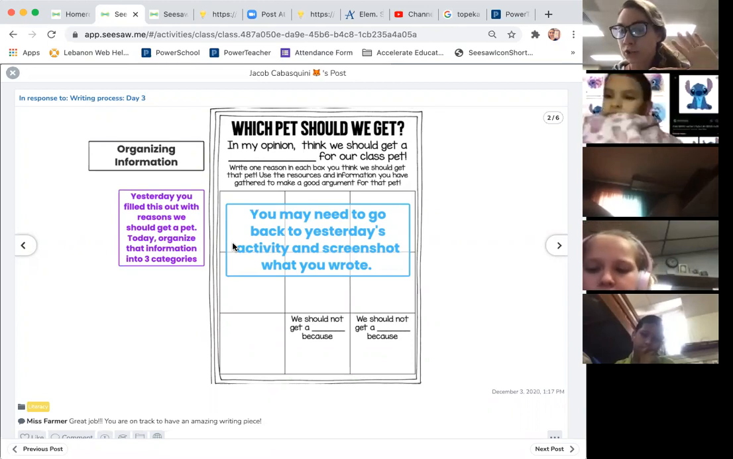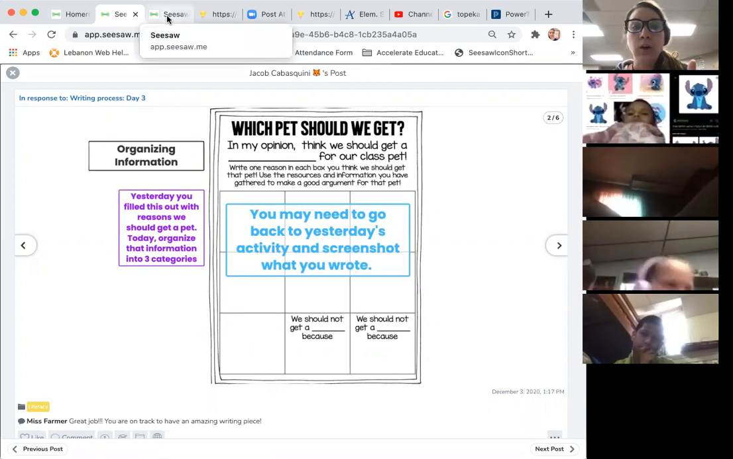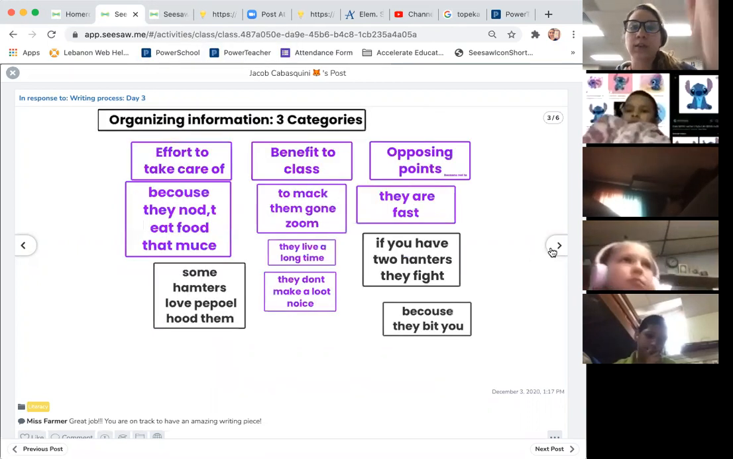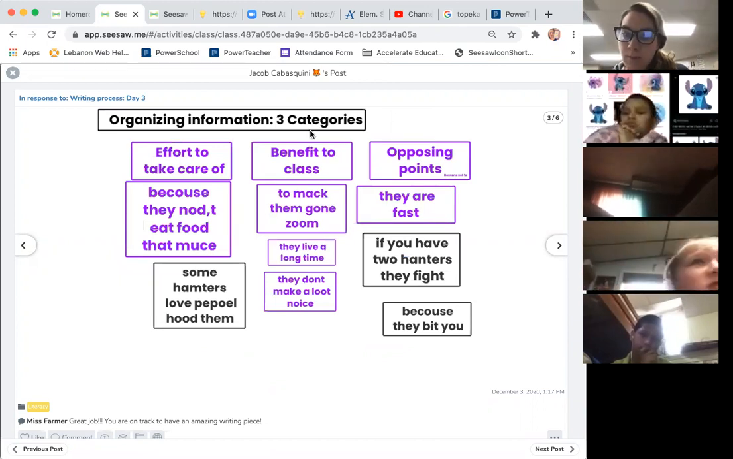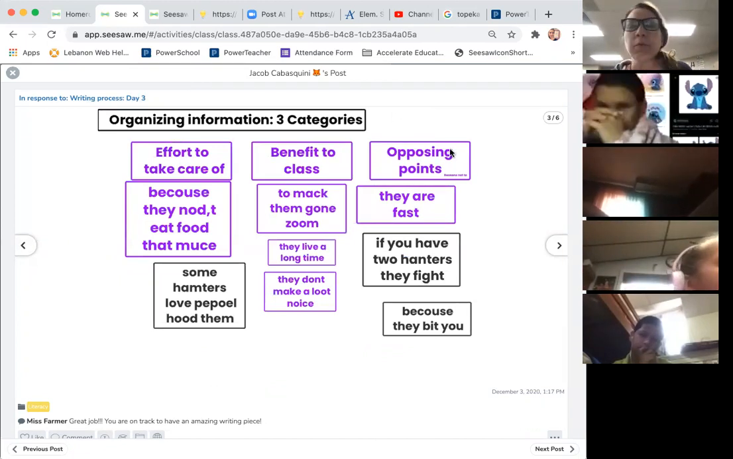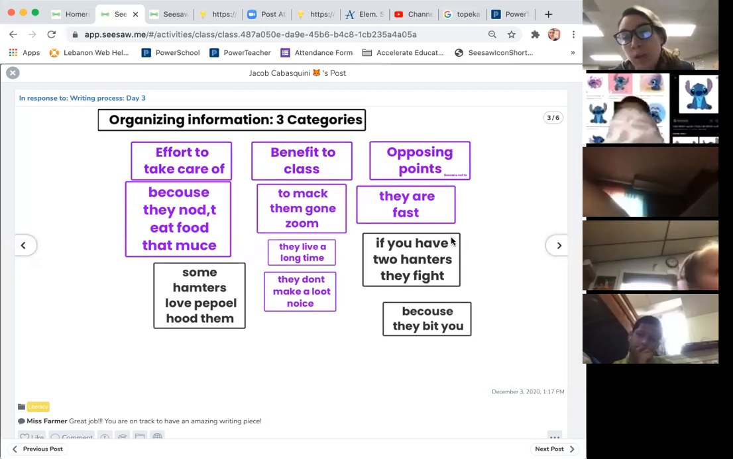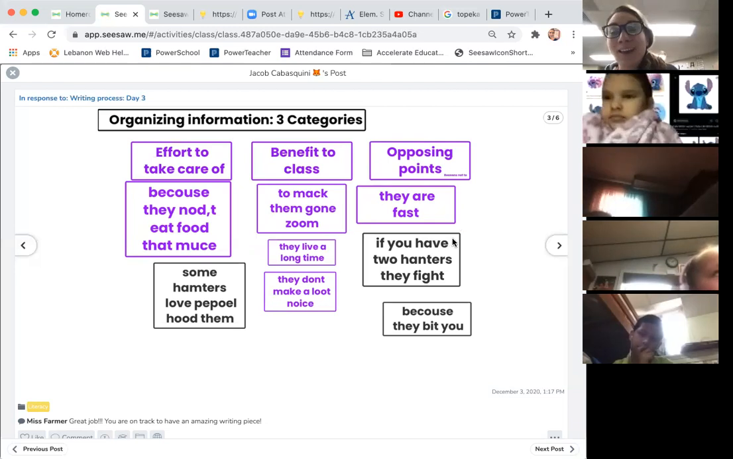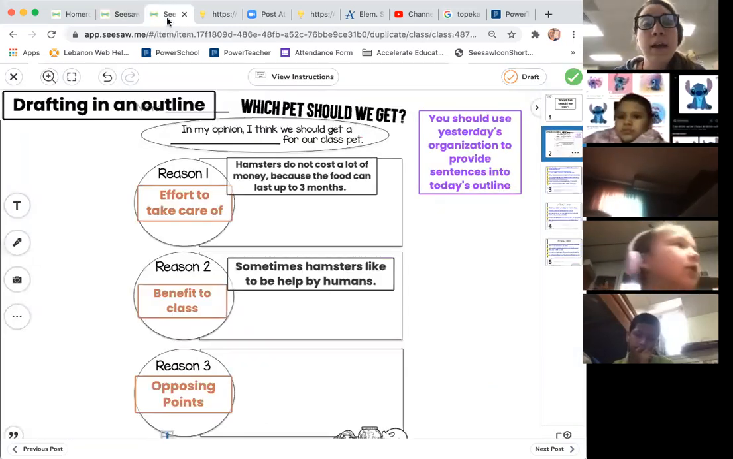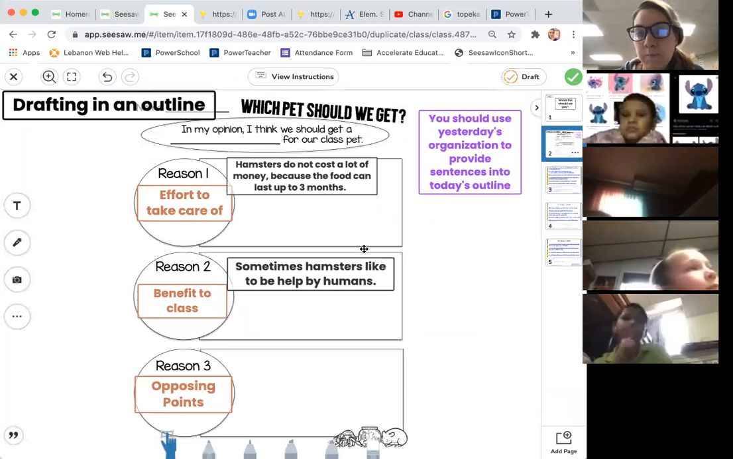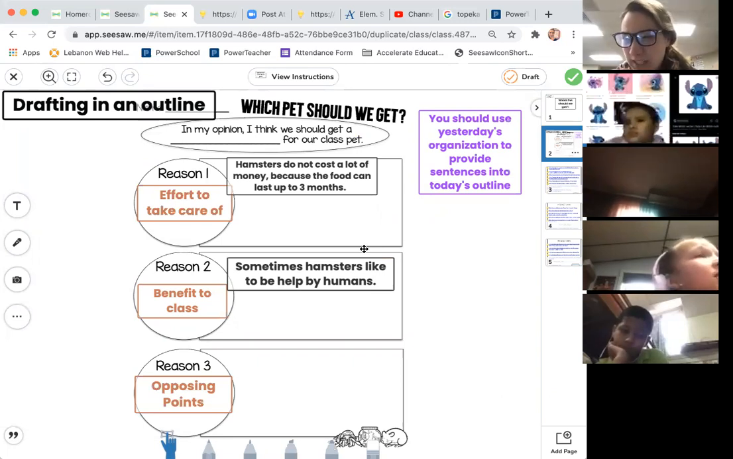so they're not going to disturb us during the school day, and you found all of these cool facts, then you organized them into, this is easy, how much effort it takes to take care of them, what benefits they might bring to the class, and some opposing points, because you always want to throw those in, like a hamster might bite you, so it might be a bad point, but they're not known for biting, things like that. And now you're writing it into sentences, because the next thing we do is write it into a whole paper. Does this make sense?